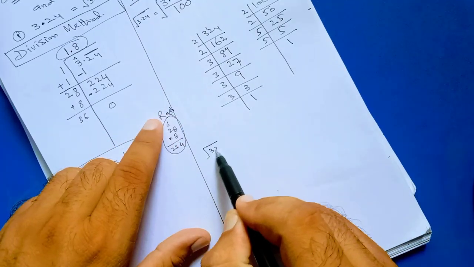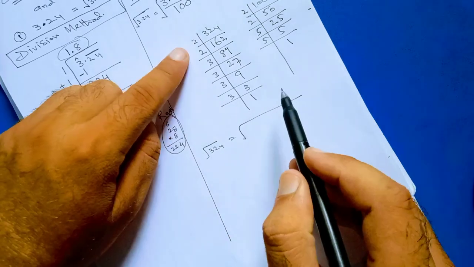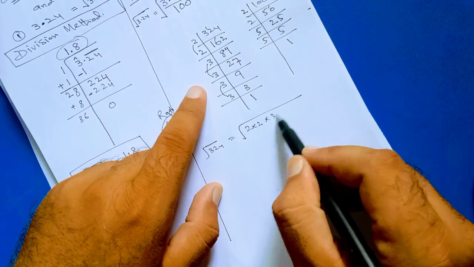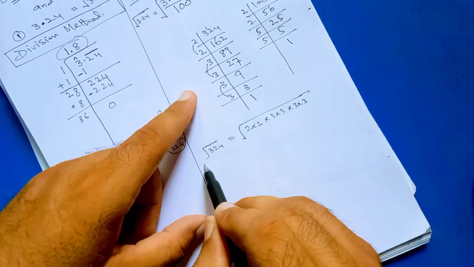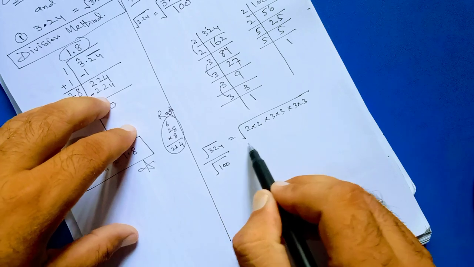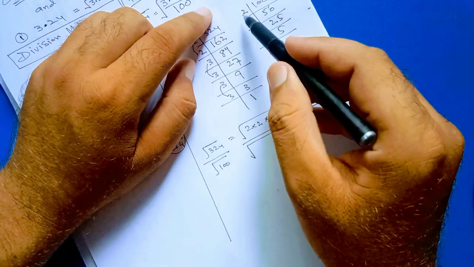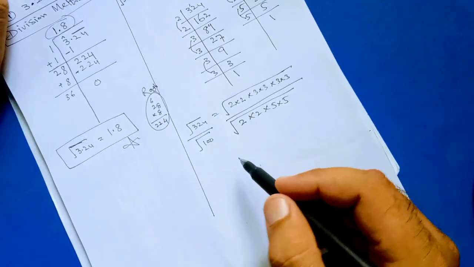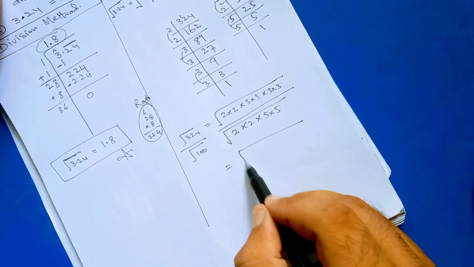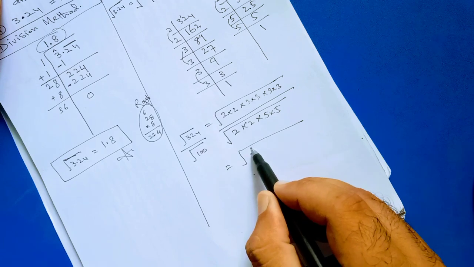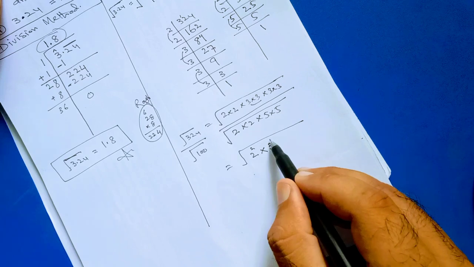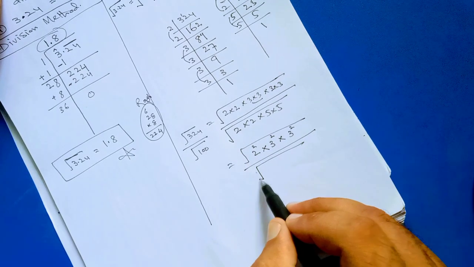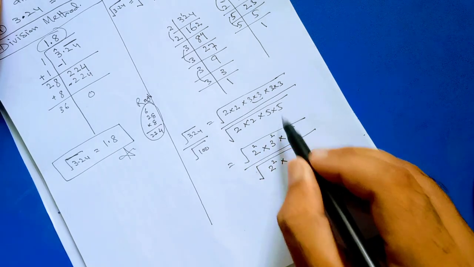So we write 324. I will write all these numbers inside this square root symbol: 2 times 2, and then 3 times 3, and then 3 times 3, over 100. Again for this I will write all the prime factors: 2 times 2 times 5 times 5. We can write 2 times 2 as 2 squared, and 3 times 3 as 3 squared, and the other 3 times 3 as 3 squared, over 2 squared times 5 squared.